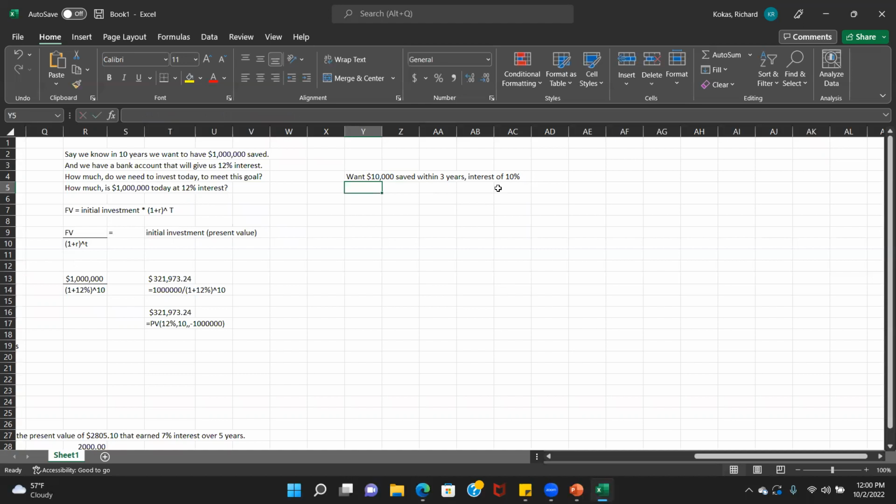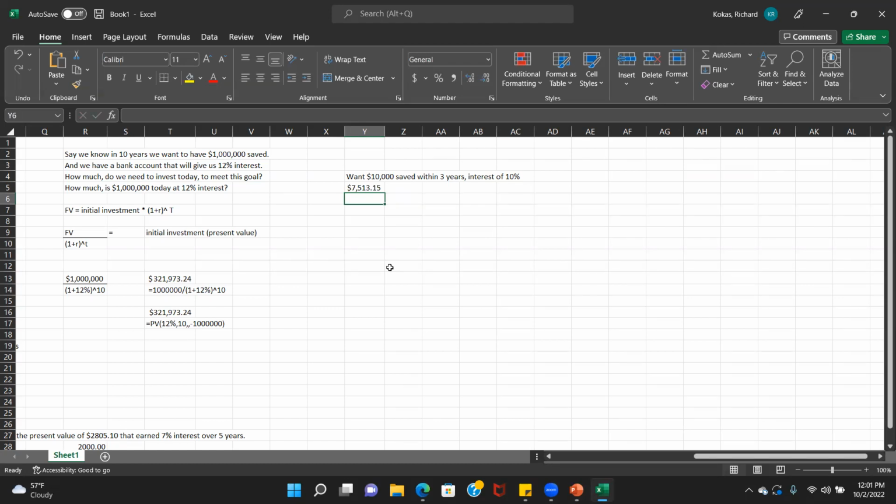So if we want $10,000 saved within 3 years, interest of 10%, how much to invest today? So we need the present value of 10% interest over 3 years, no payment. The future value is $10,000. So we need to invest $7,500 today. And you're like, wow, in 3 years, 7,500, that's a lot. But you're getting $2,500 of free money for just sitting there. So it is pretty good. Again, that's 10% interest. That's pretty good interest. But again, this is great savings.